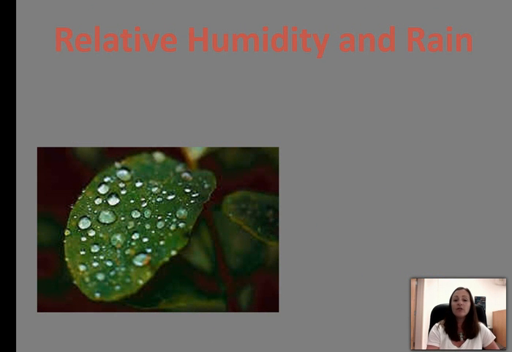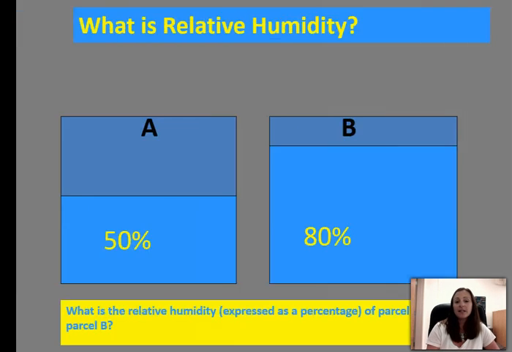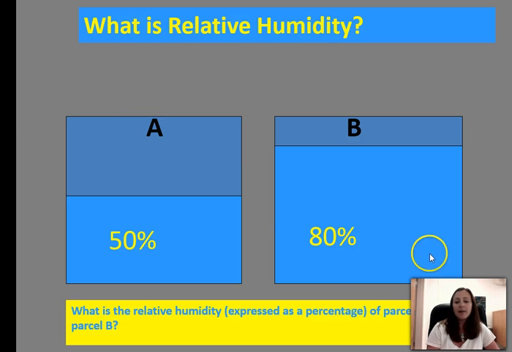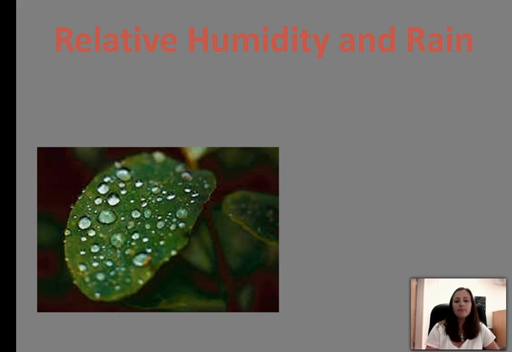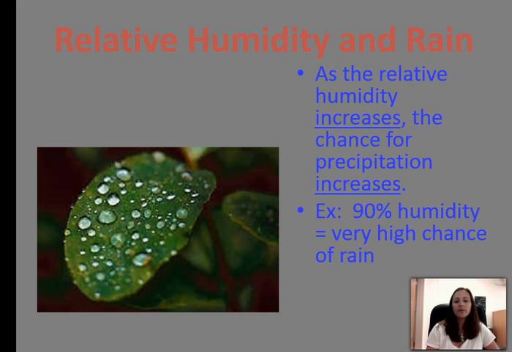Here's relative humidity and the rain. Now, as the relative humidity of the air increases, the chance of precipitation will also increase, which makes sense. If we go back to this picture, as we're increasing the amount of water vapor the air is holding, there is more likely a chance that rain will occur. And 90% humidity would then mean we have a very, very high chance of rain. Whereas if we gave a lower percentage, like 10%, then it would be a less chance of rain.